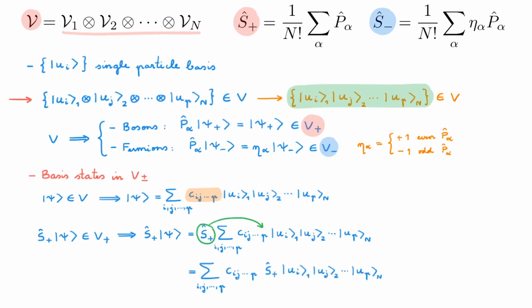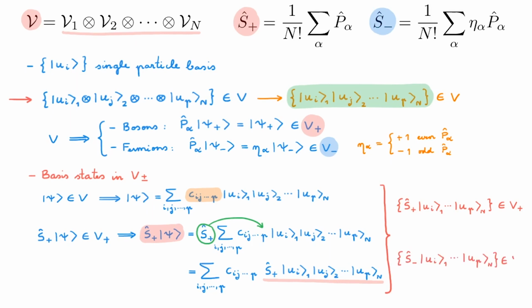So what does this mean? A state in V+ can be expanded in terms of basis states that are given by the action of the symmetrizer on the basis states of V. This means that as expected, when we symmetrize the V basis, we obtain a basis for V+. We can of course make an analogous argument to find that when we antisymmetrize the V basis, we get a basis for V-.